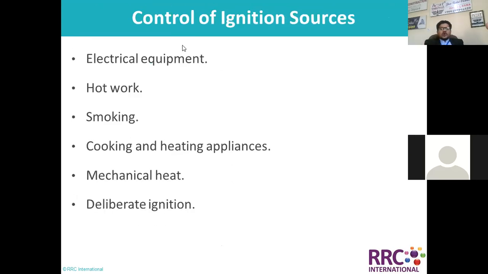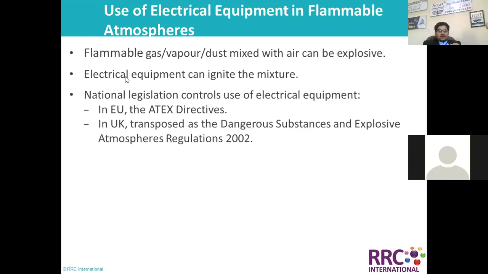Now, how are we going to control ignition sources like electrical equipment, hot work, smoking, cooking and heating appliances, mechanical heat, or deliberate ignition? Flammable gas, vapor, or dust mixed with air can be explosive, and electrical equipment can ignite the mixture. So how can the guidelines help us? National legislation controls the use of electrical equipment.